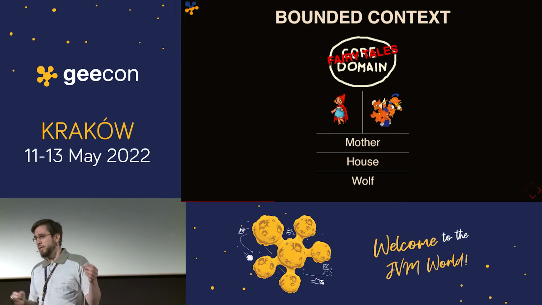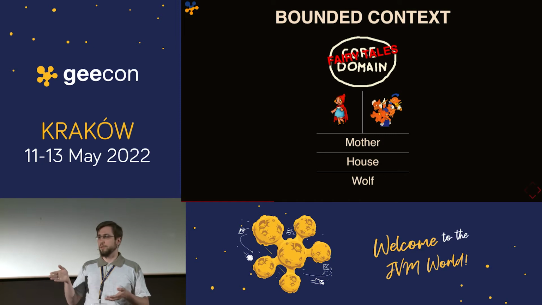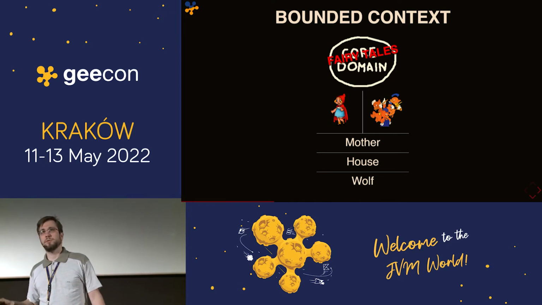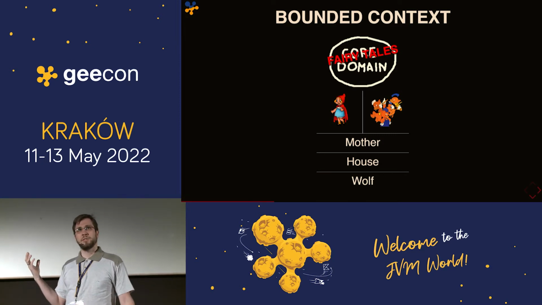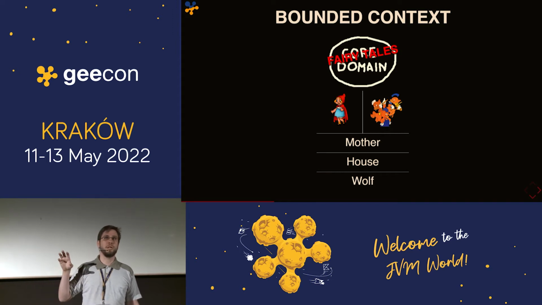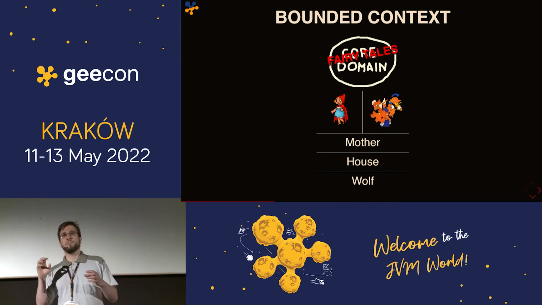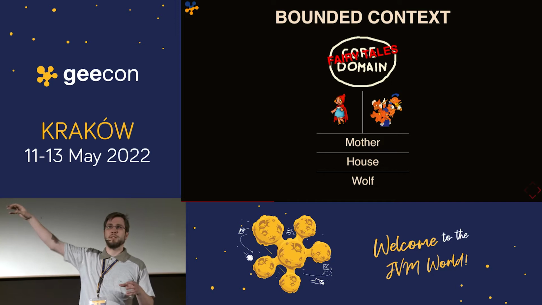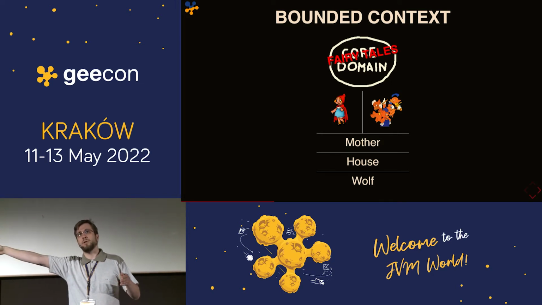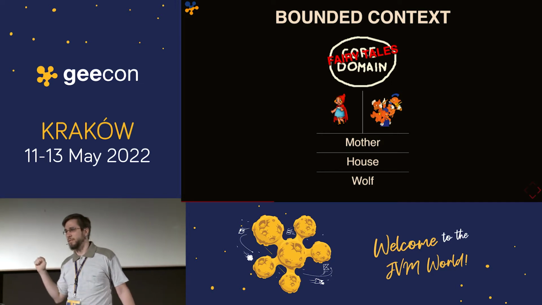So for the red hood, the mother was the initiator. She sent the red hood to the grandma. The house in the red hood was crucial, especially from the location perspective, because it was at the end of the forest. You need to go through the whole forest in order to get to your grandma's house.